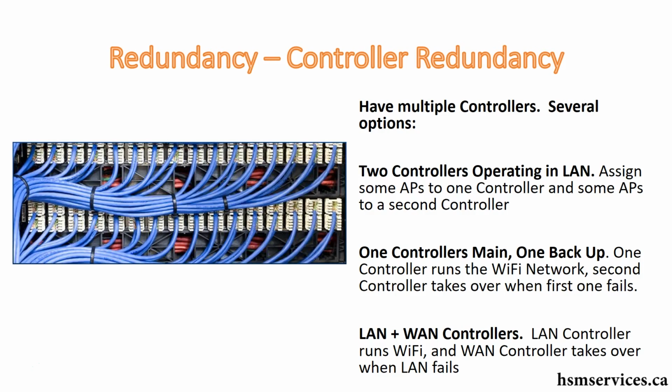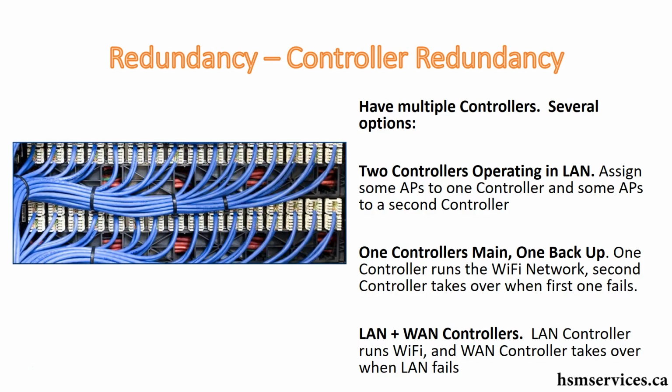The other option is assigning one controller as the main controller and one as a backup. And the reason this is a little bit better than having 2 controllers operating is that when a controller fails, if the access points move over there, it takes a period of time for the access points to reestablish their connection with the second controller. And so if only half of them are establishing a connection, you've got half your network up. Whereas if all of them are establishing a new connection, then your whole network is down until they've connected.